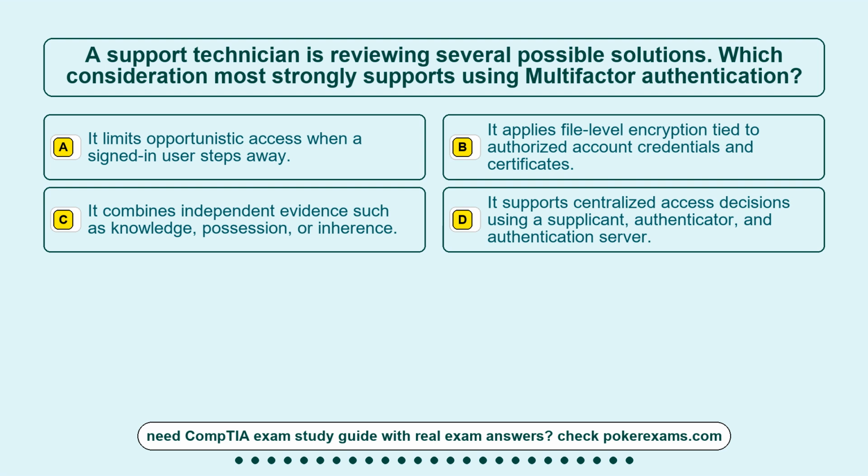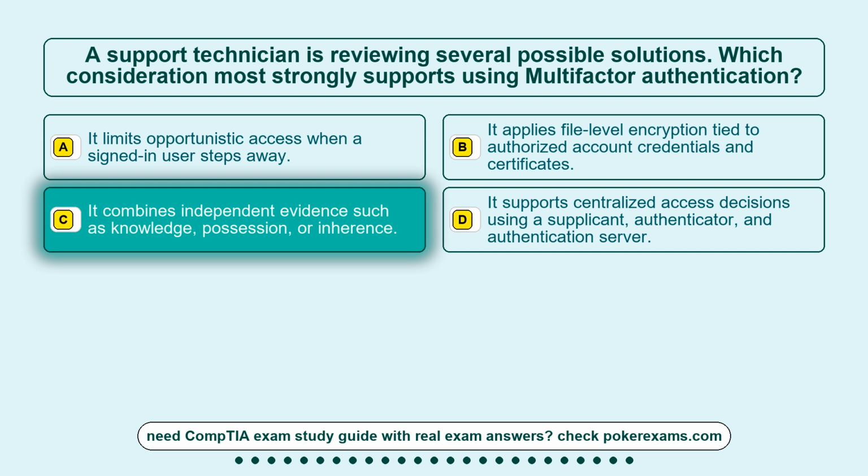Option C. It combines independent evidence such as knowledge, possession, or inherence. Option D. It supports centralized access decisions using a supplicant, authenticator, and authentication server. The correct answer is option C. It combines independent evidence such as knowledge, possession, or inherence.